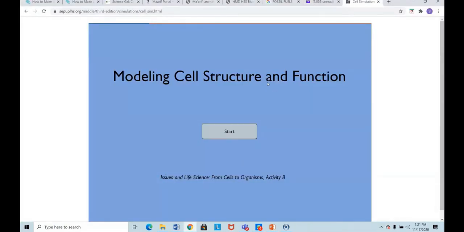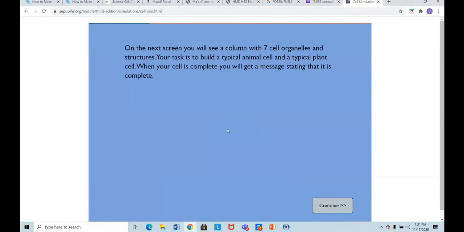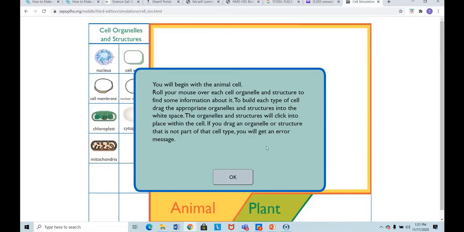Did you all practice this modeling cell structure and function? Hi, Miss. I just entered. Hello, sweetie. Shall we do it quickly if you want to practice the parts of an animal and a plant cell? Yeah, please.